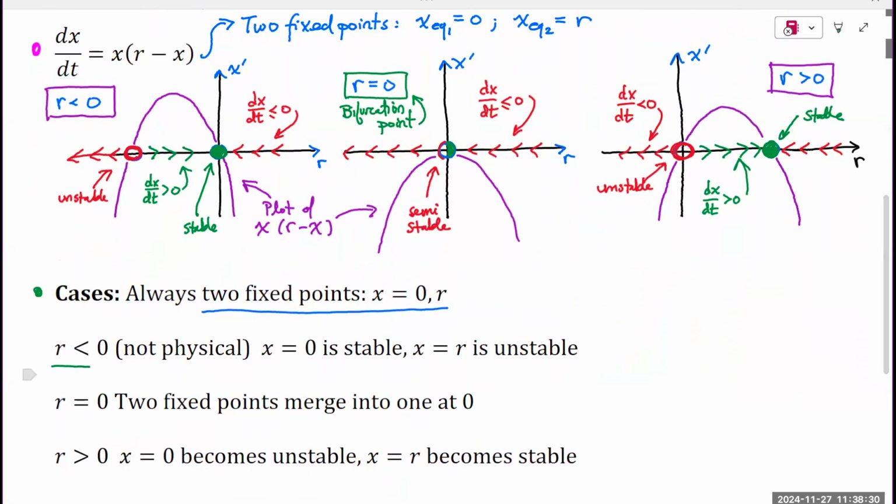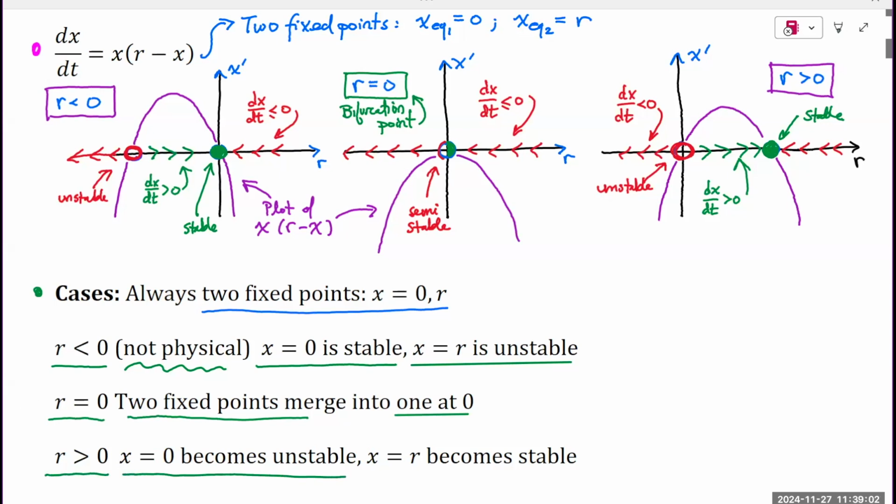So what are we seeing in summary? There will always be two fixed points. When r is less than 0, which if we're looking at logistic growth is actually not going to be physical, x equals 0 is stable, so that means no population, and x equals r, which is a negative number, is going to be unstable. Right at the point that r is equal to 0, those two fixed points merge into one fixed point at 0, which is semi-stable. And finally, when r becomes positive, x equals 0 becomes unstable, and the population is going to want to move toward x equals r, our stable equilibrium point.